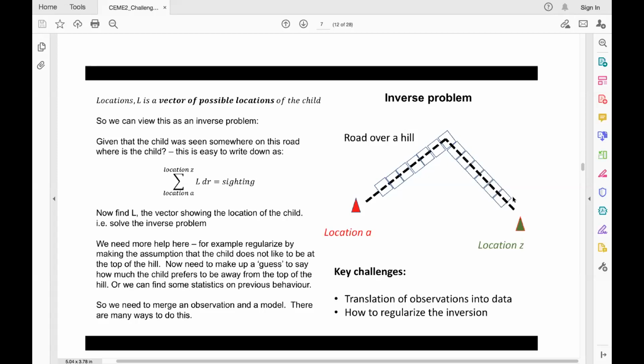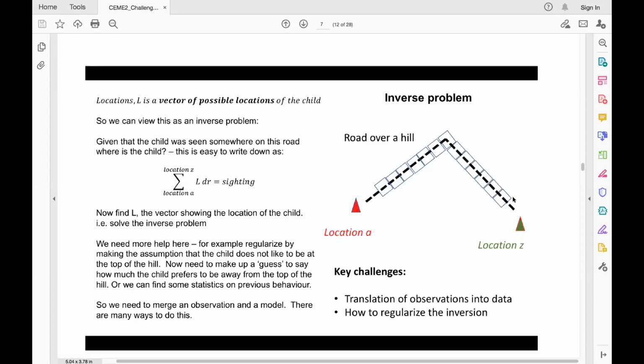So the challenges that we have there are, how do we actually move from descriptive information into mathematical information? How do we translate our observations into something that can be used in a model? And how do we regularize the inversion, as in when we don't have enough information, it's an underdetermined inversion.